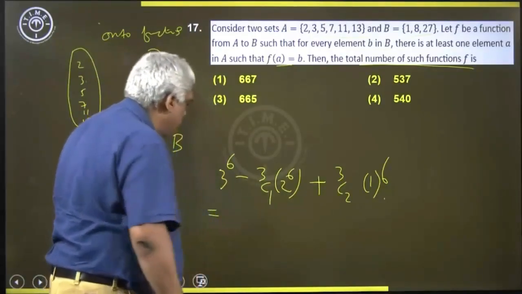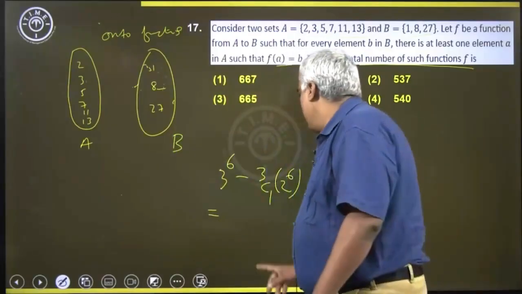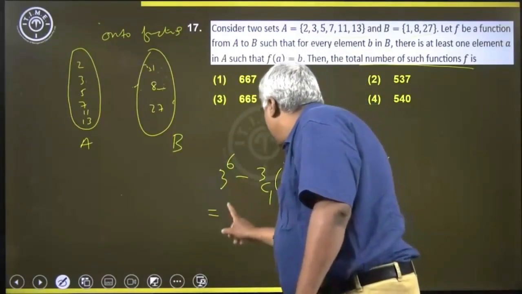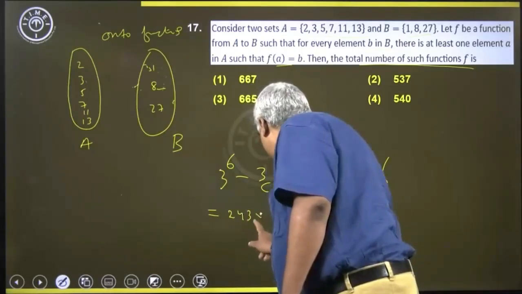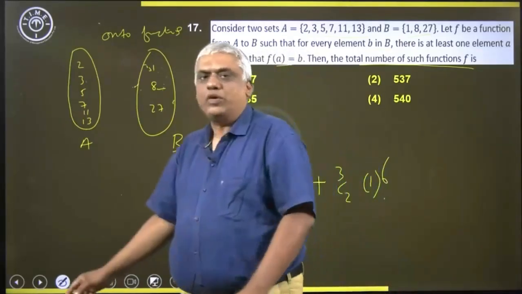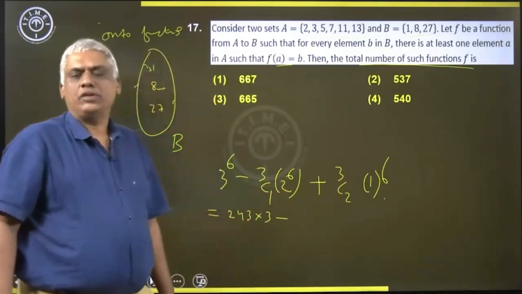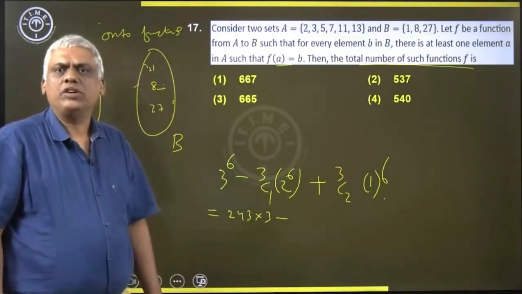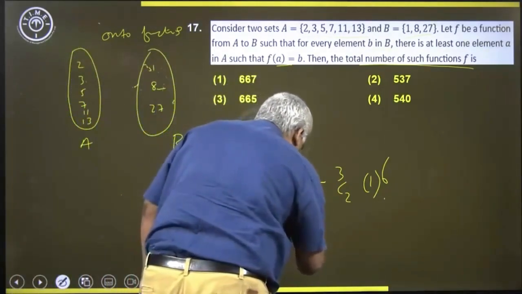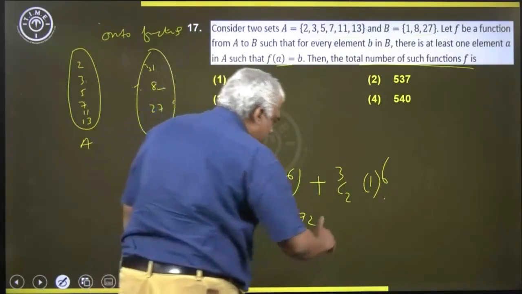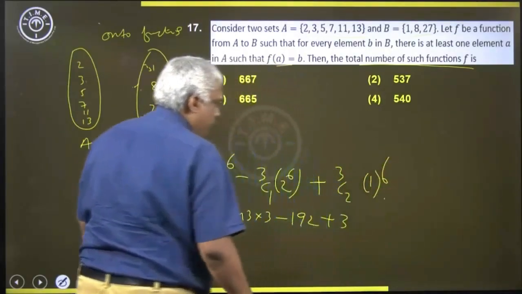So this will be 3 to the power 6 minus 3 into 2 to the power 6 plus 3C2 into 1 to the power 6. 3 to the power 5 is 243, into 3. 2 to the power 6 is 64, and 64 into 3 is 192. Plus 3C2, which is 3, into 1 to the power 6.